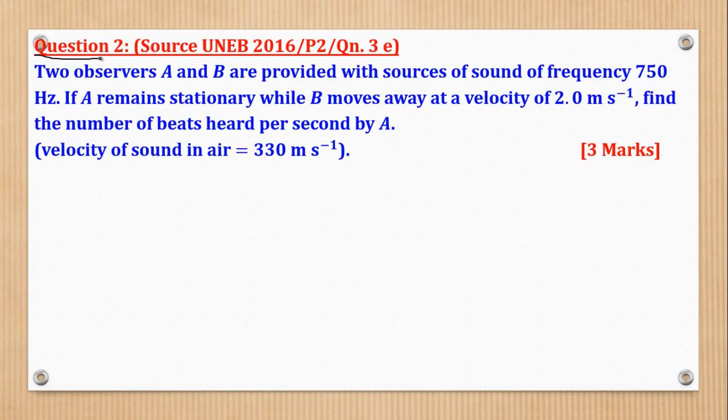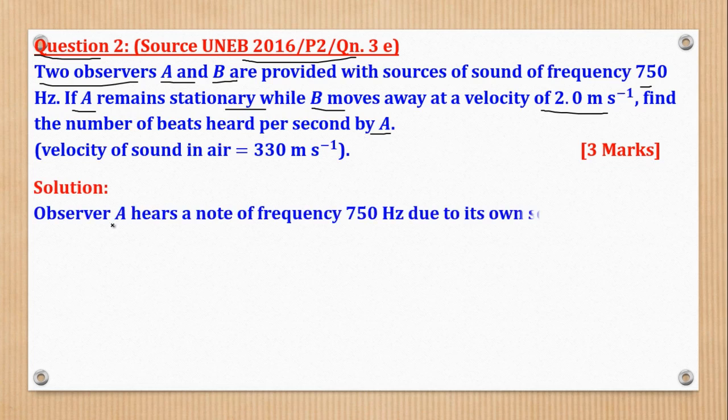So now we shall go to question 2, which came from UACE 2016, paper 2, question 3E, and it says two observers A and B are provided with sources of sound of frequency 750 Hz. If A remains stationary while B moves away with a velocity of this. Find the number of beats heard per second by A. That is the beat frequency.